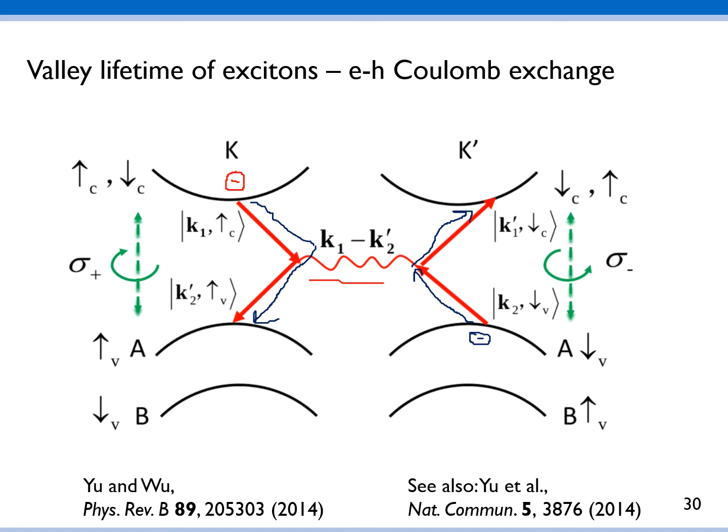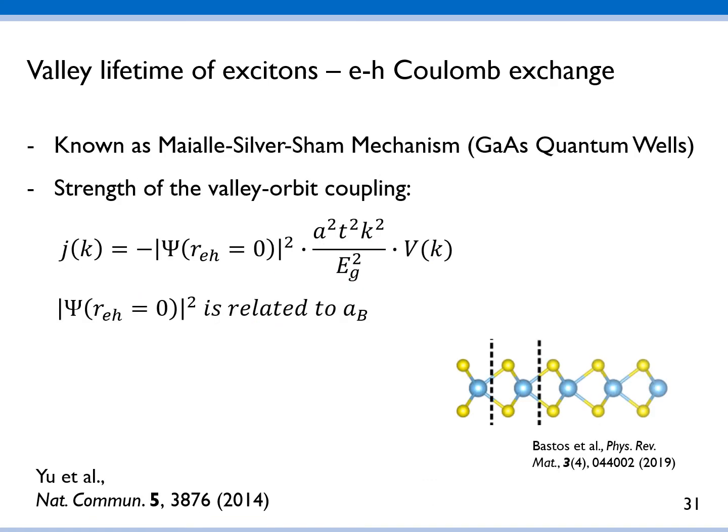Now for this exciton, it is as if we annihilated an exciton in this valley and created an exciton in this valley. And this is basically the definition of valley depolarization. Our two valleys are coupled together. This coupling mechanism is also known as the MSS exciton depolarization mechanism in gallium arsenide quantum wells.